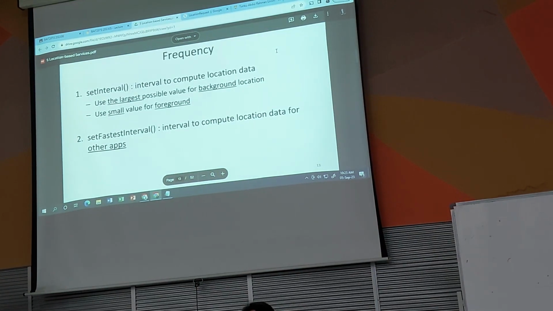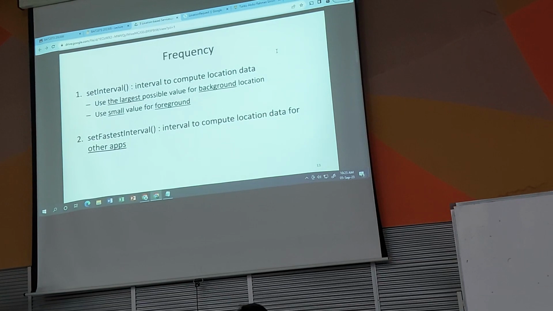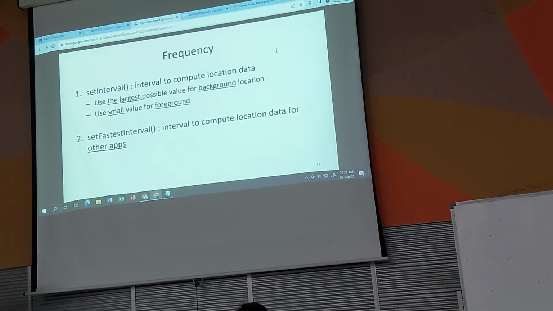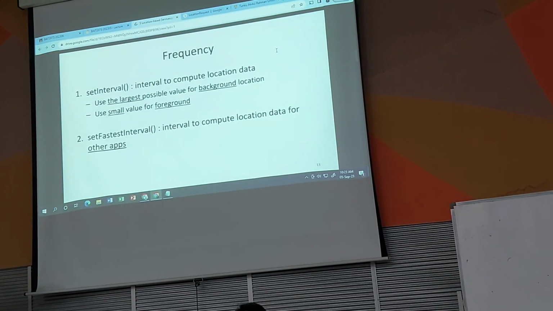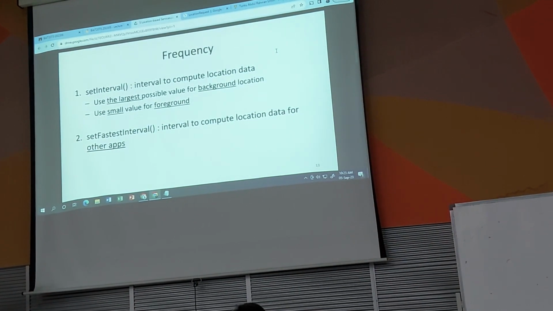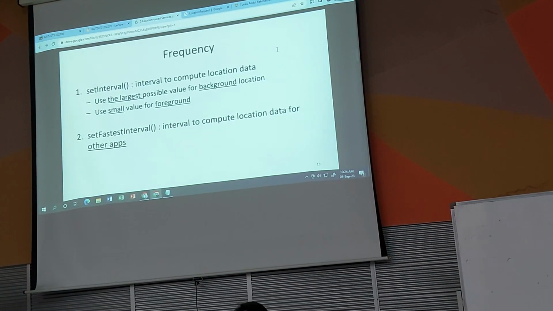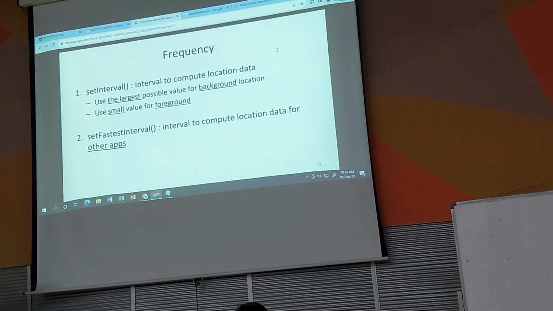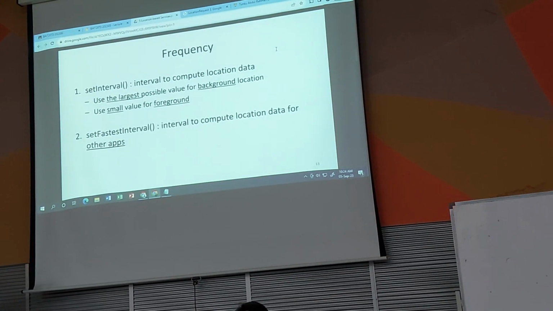Just now we were talking about accuracy. Moving forward, we are looking at frequency now. We can set the interval using the setInterval method here. This is the interval to compute your location data. We use the largest possible value for background location, and later we'll talk about background and foreground location. Then we use a small value for foreground. Secondly, we have this method here, setFastestInterval. This interval is to compute location data for other apps.